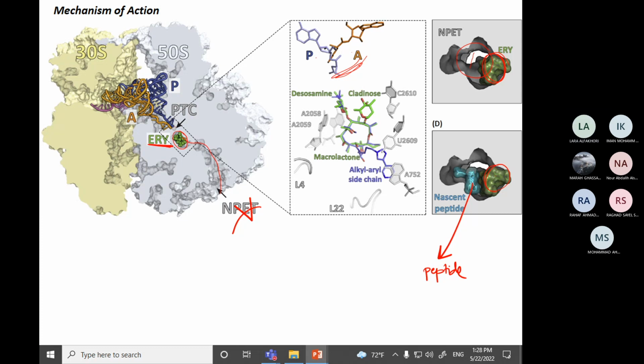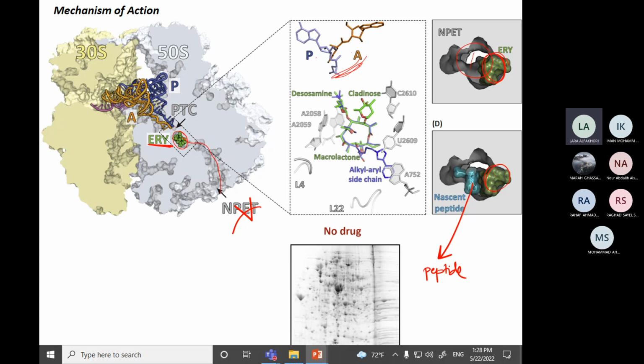Okay, they did what is known as Western blots. I'm just showing you this extra image for the protein synthesis before and after in a bacterial cell, before and after the binding of a macrolide.